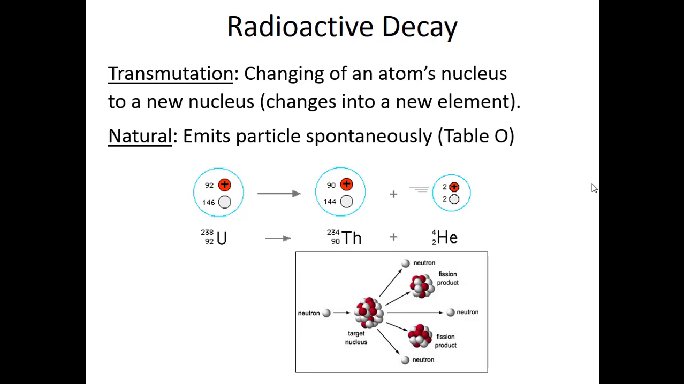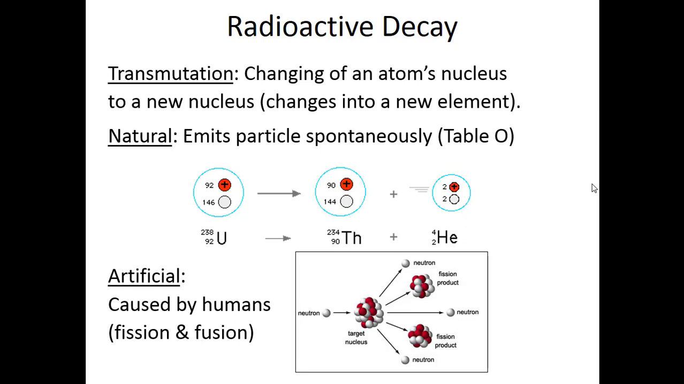Transmutation is the changing of an atom's nucleus, but we have natural transmutation, which means that you emit particles spontaneously, and we're going to use Table O to refer back to that. Artificial transmutation is caused by humans. We have two types of artificial transmutation. We call them fission, which is like division, or fusion, to fuse things together. And we're going to talk about those in a later video.